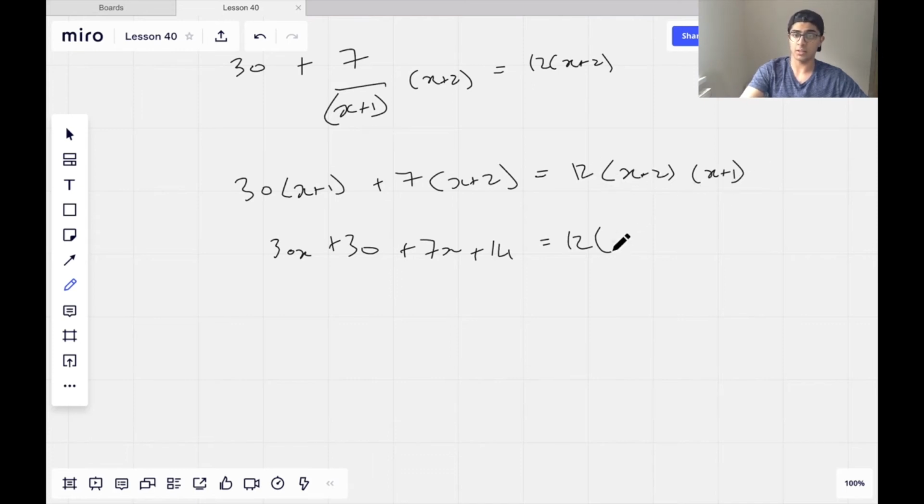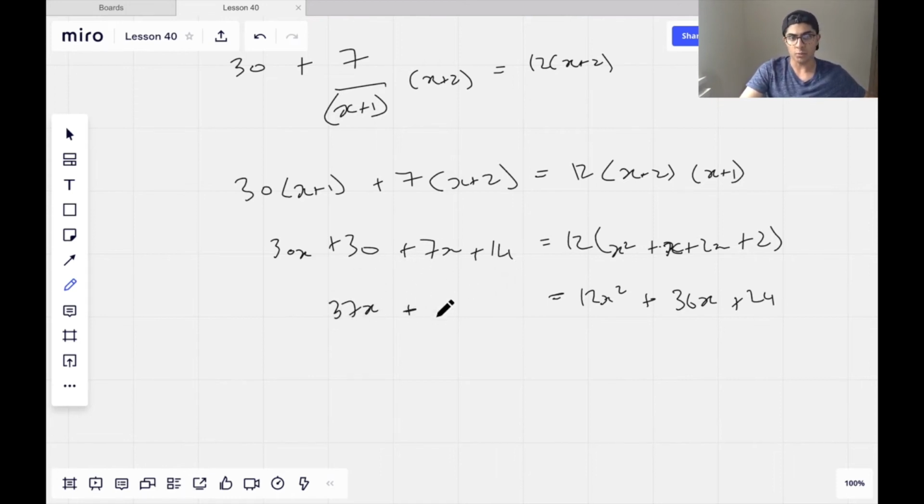So x times x is x squared, x times 1, plus x, 2 times x, 2x. Let's write that as a proper x. And then 2 times 1 is 2. So the right-hand side becomes 12x squared, plus 3x times 12, which is 36x, plus 2 times 12, which is 24. And the left-hand side is, if we collect the terms, 30 plus 7, 37x, plus 30 plus 14, which is 44.